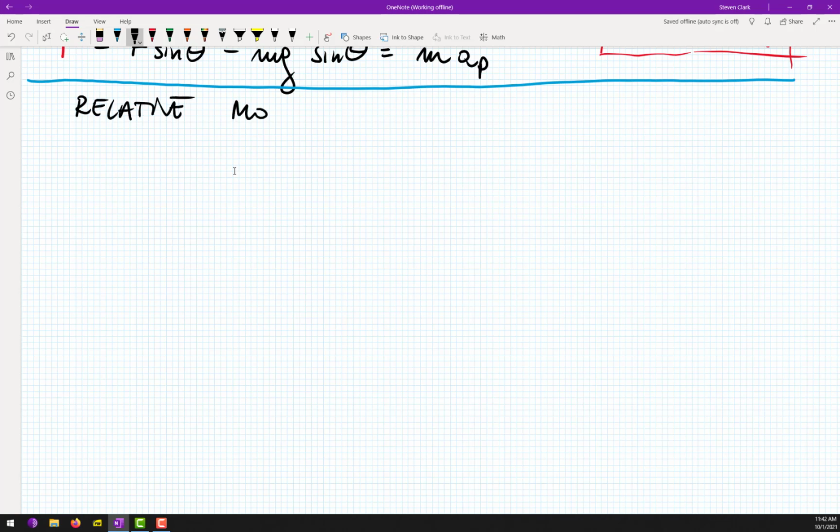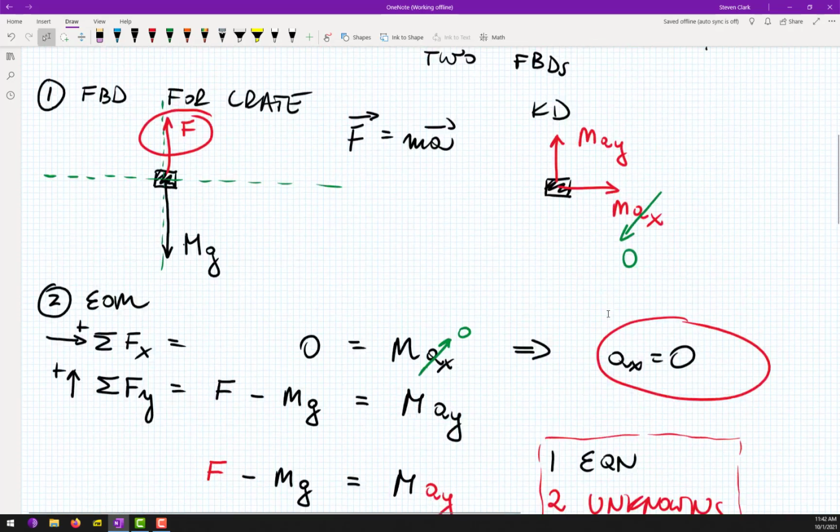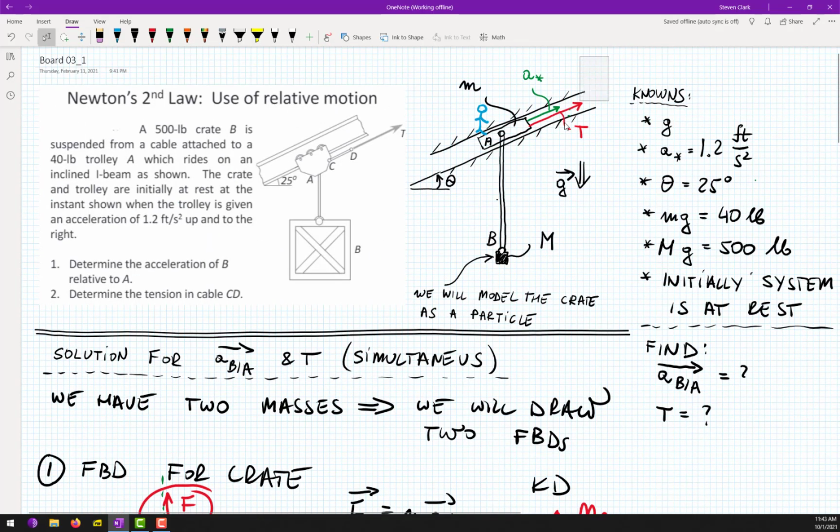Relative motion. So in other words, let's find a_BA. And in my opinion, I mean, I should not share my opinions, yeah? But my opinion, it is tough to find it.